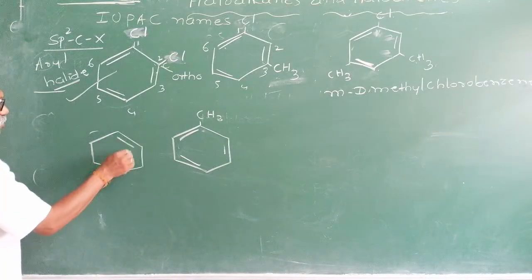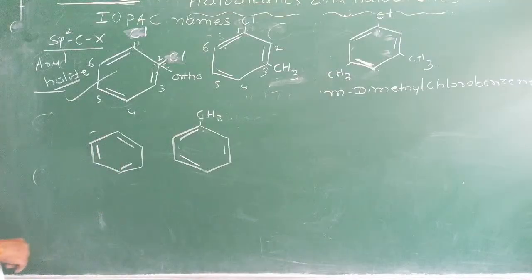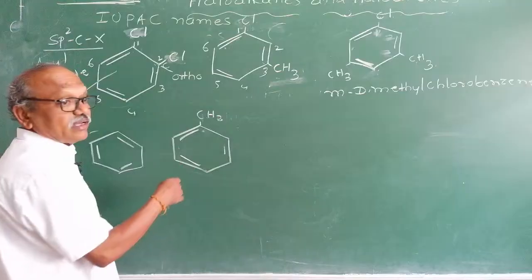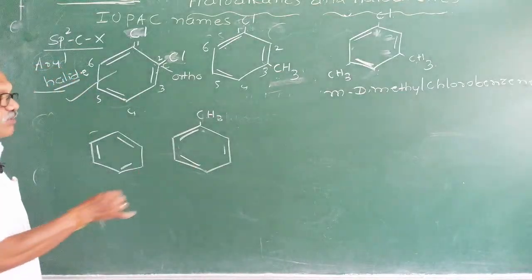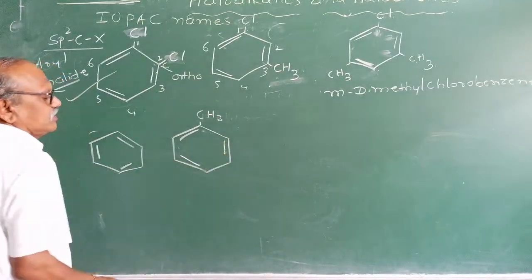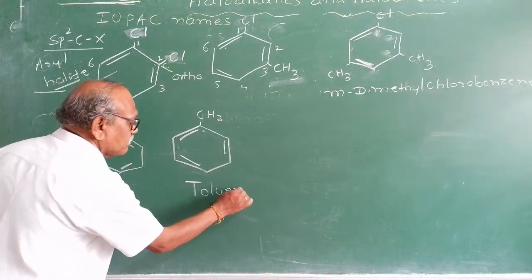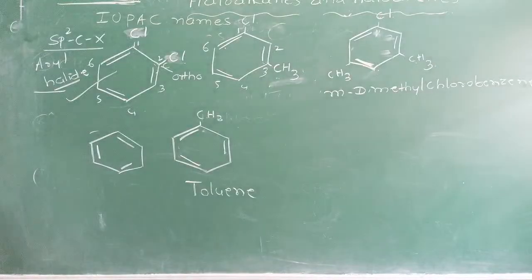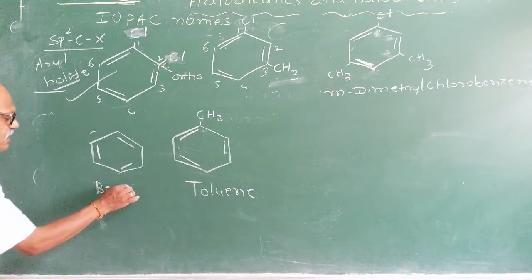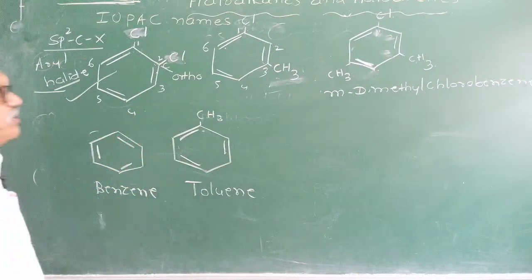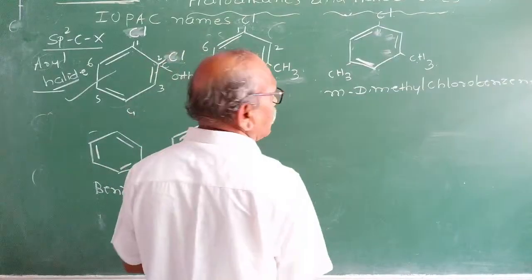If only the benzene ring is there, then you call it benzene. If a methyl group is linked to it, can we name this aromatic hydrocarbon? You can name this aromatic hydrocarbon as toluene. Remember, this is benzene. This one is toluene. You can name this particular compound by writing it as toluene also.